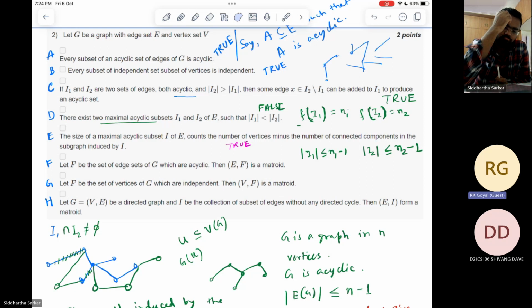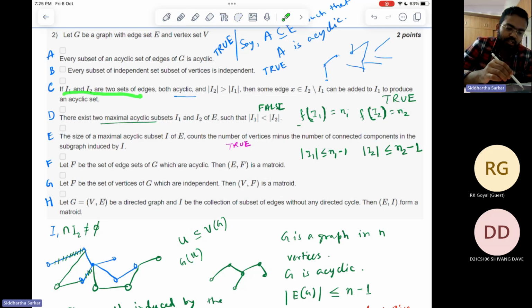The reason being that we consider a bigger set which itself is acyclic. Now we have been given two acyclic sets, one smaller and the other bigger. Following the previous rule, we can always include an element of the bigger one into the smaller one, and that would still remain acyclic. So the exchange property is also followed. It is in line with the conclusion we drew for option C. So this seems true then.